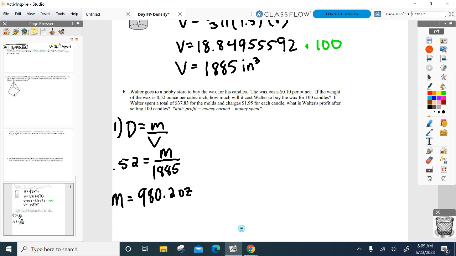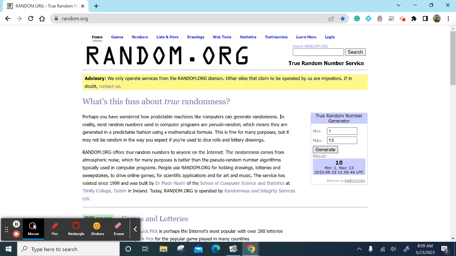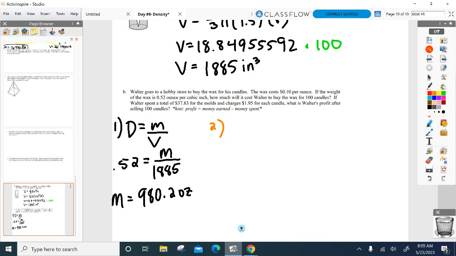All right, it costs 10 cents per ounce. So how much is it going to cost for the wax? Costs 10 cents per ounce. What are you going to do here to find how much it cost with that 10 cents? Multiply it by 980. Yep, 980.2 times 10 cents an ounce, or make a proportion out of it, right? 1 ounce equals 0.10 over 980.2 equals X. Make a proportion out of it. So it's going to cost us $98.02 for the wax.